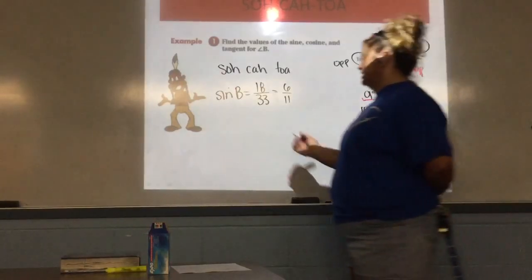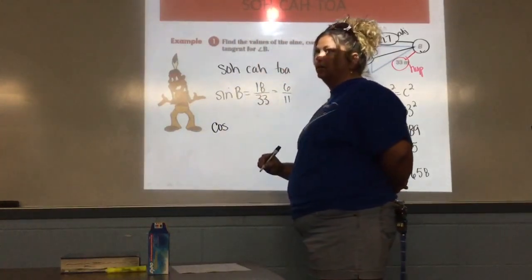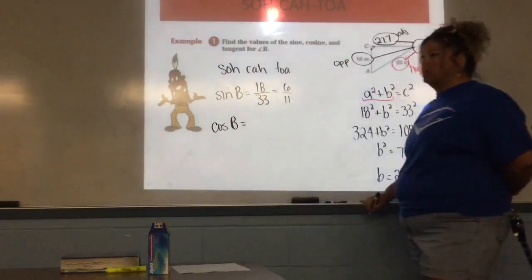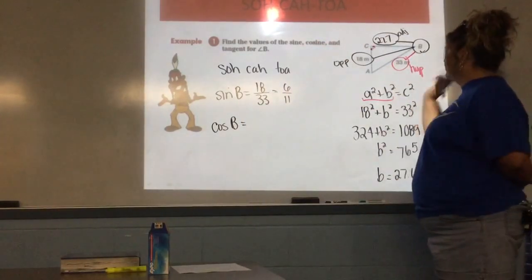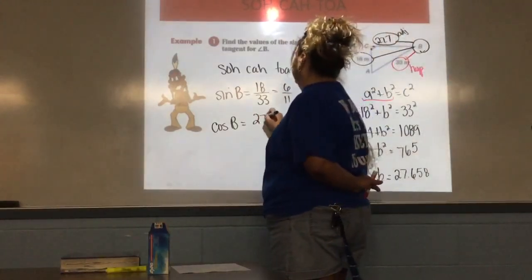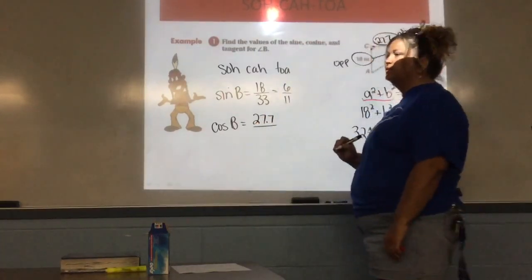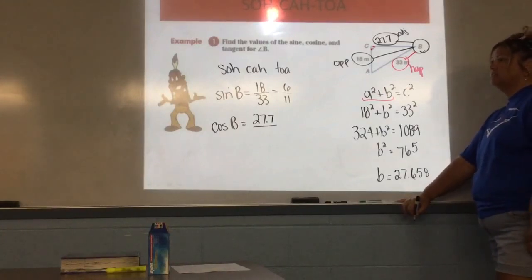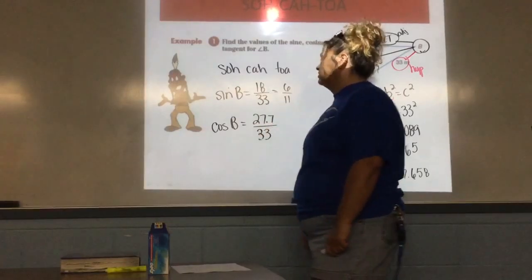Okay, so let's do cosine. So cosine of, are we doing the same angle? We are doing the same angle. Cosine's what over what? Adjacent over hypotenuse. Okay, so what's the adjacent value? 27.7 over the hypotenuse, 33. Okay, so we're going to leave that one like that.